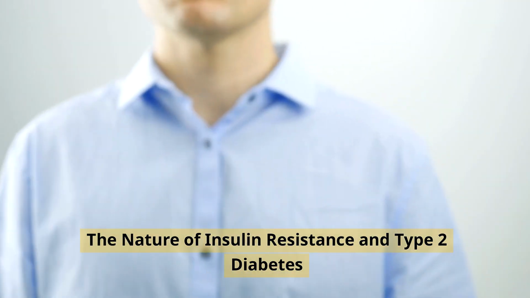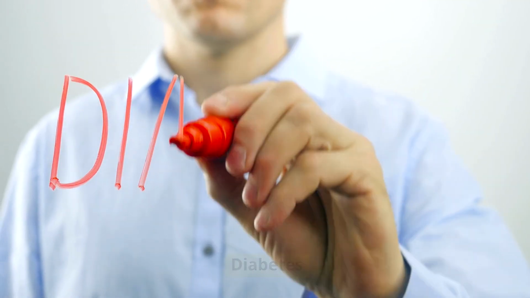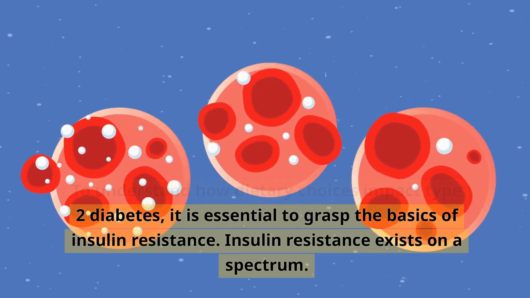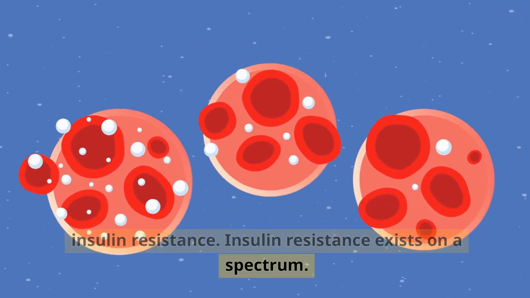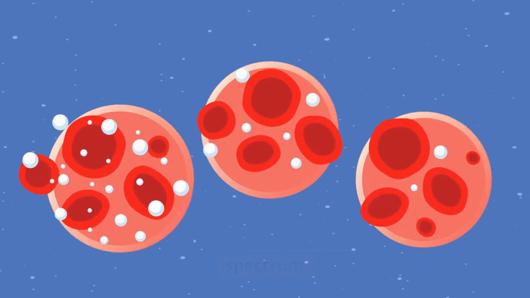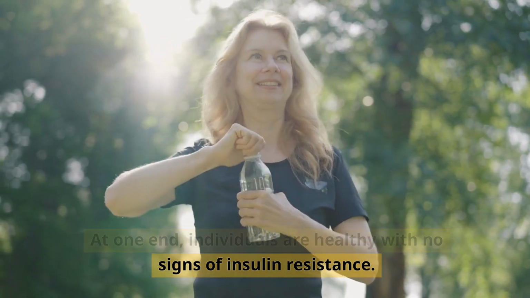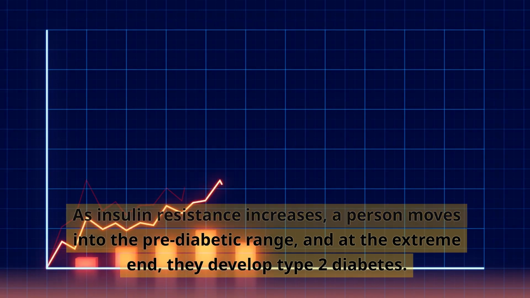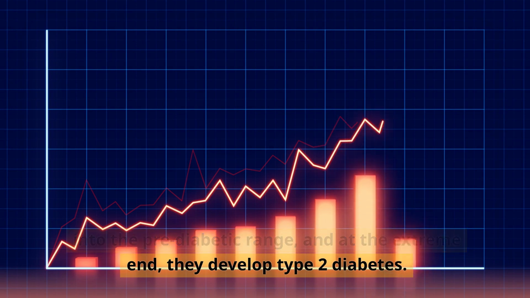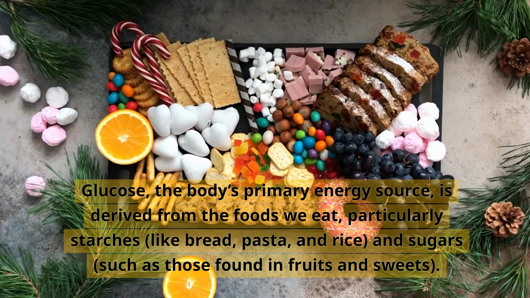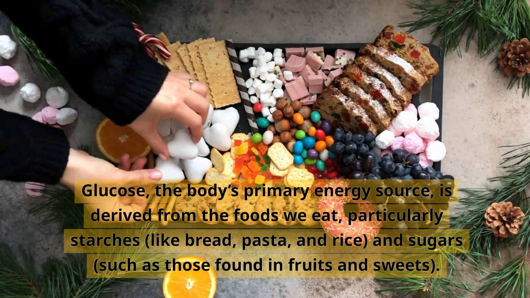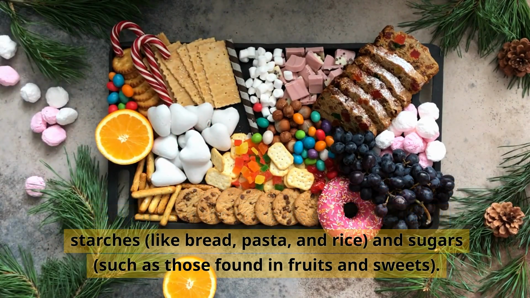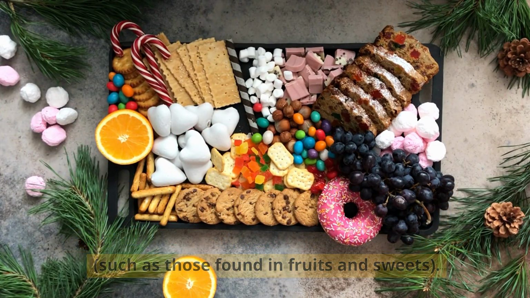The nature of insulin resistance and type 2 diabetes. To understand how dietary choices impact type 2 diabetes, it is essential to grasp the basics of insulin resistance. Insulin resistance exists on a spectrum. At one end, individuals are healthy with no signs of insulin resistance. As insulin resistance increases, a person moves into the pre-diabetic range, and at the extreme end, they develop type 2 diabetes. Glucose, the body's primary energy source, is derived from the foods we eat, particularly starches like bread, pasta, and rice, and sugars, such as those found in fruits and sweets.